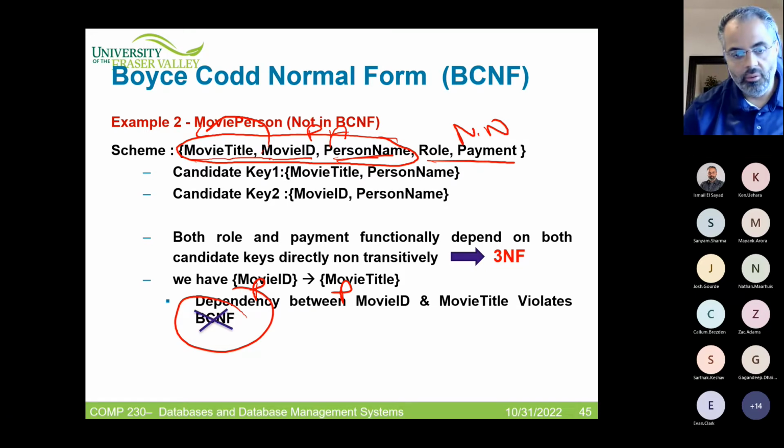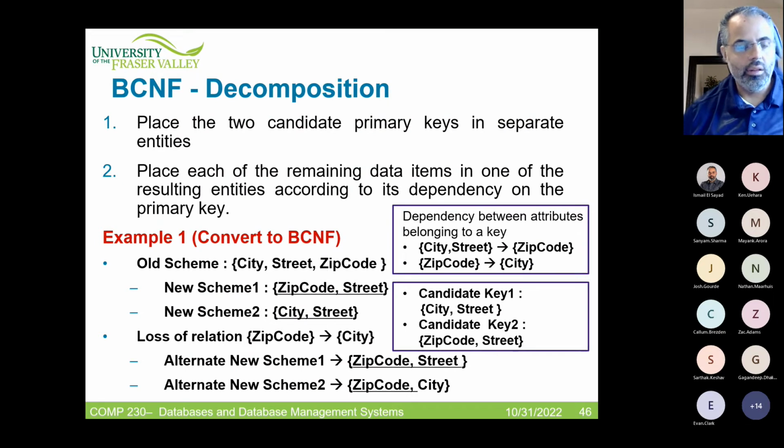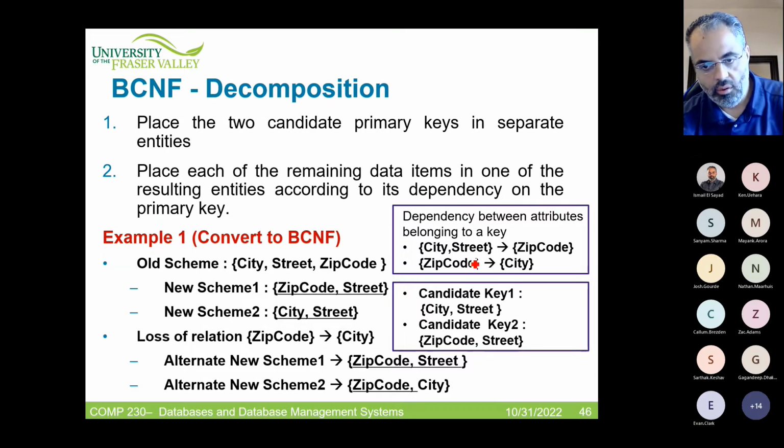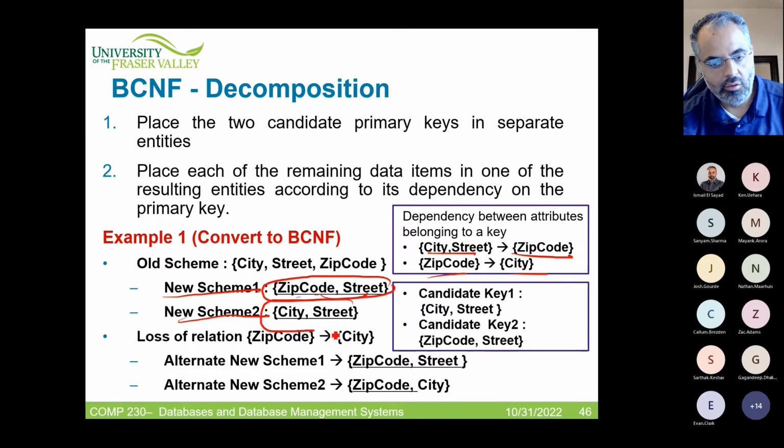So now what we are going to do in this case, like always, is make a decomposition to get rid of the violation. The violation in example one, if you remember, was the dependency between city, street, and zip code, and city. If we make the first decomposition, we have zip code and street as one table, and city and street as another table. I make this because I have to get rid of the dependency between city and zip code, which made a violation.